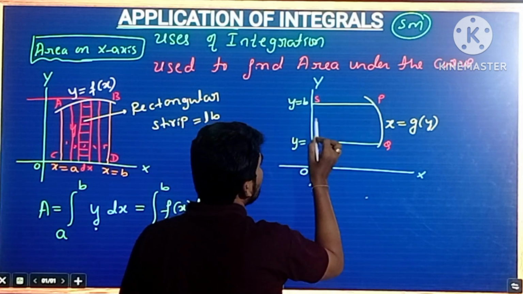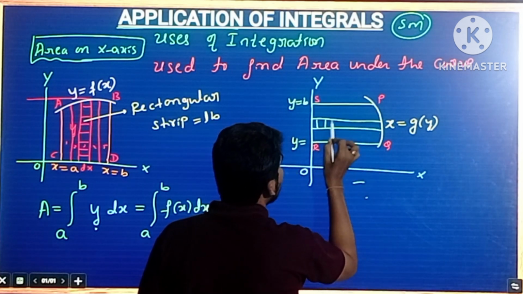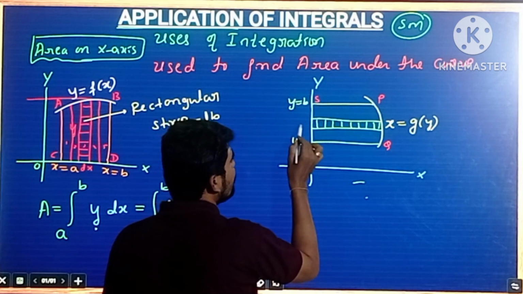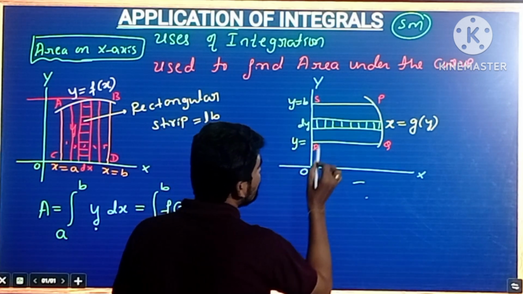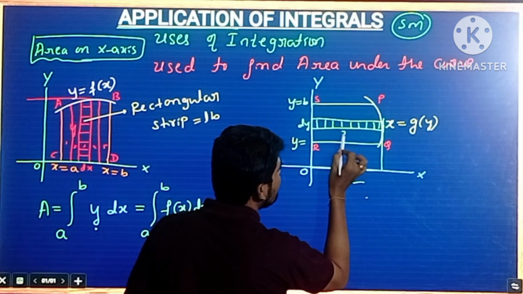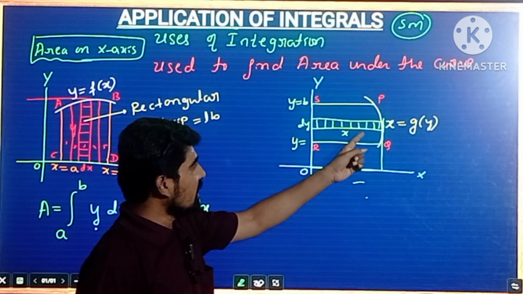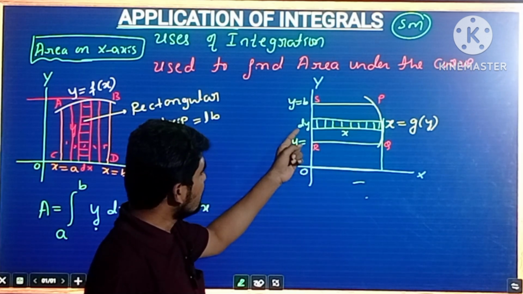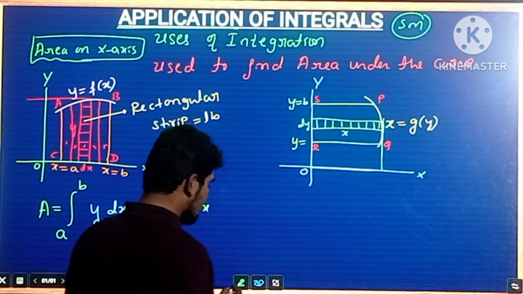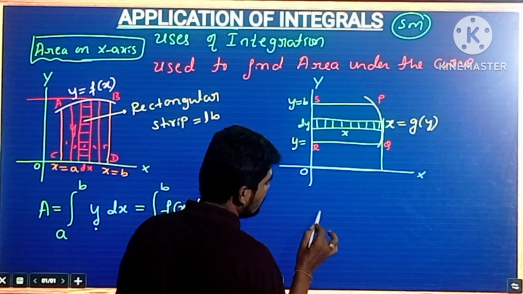So let us consider one horizontal rectangular strip of width along the y-axis. Consider a horizontal rectangular strip of width dy, and length should be equal to, from this to origin, this length should be equal to what? x. I hope all of you are understanding. So the considered rectangular strip has width dy, length x. Therefore, area of this considered strip is length into breadth, which is nothing but x into dy.